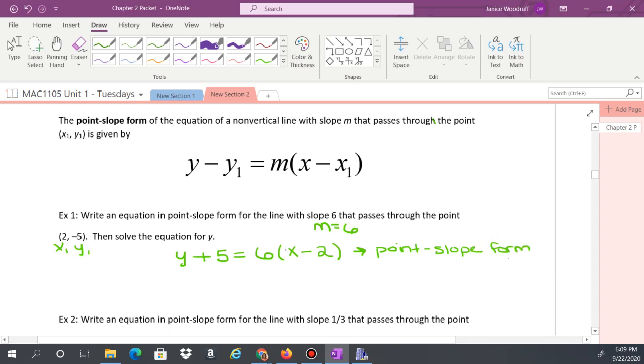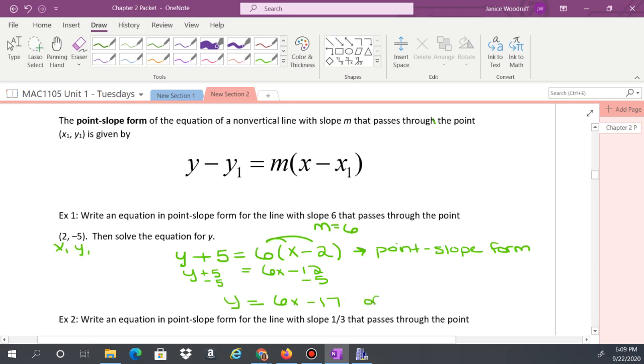Then it wants you to solve the equation for y. So then you work it out, and you get it in the y equals mx plus b form. We would take the 6 and distribute it: 6x minus 12. And then subtract 5 from both sides. So y equals 6x minus 17. Then that would be the answer with the equation set equal to y.